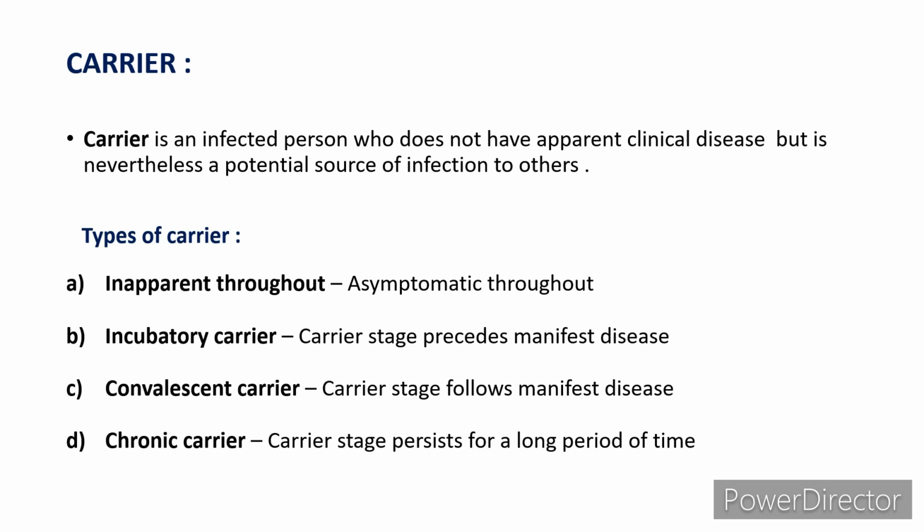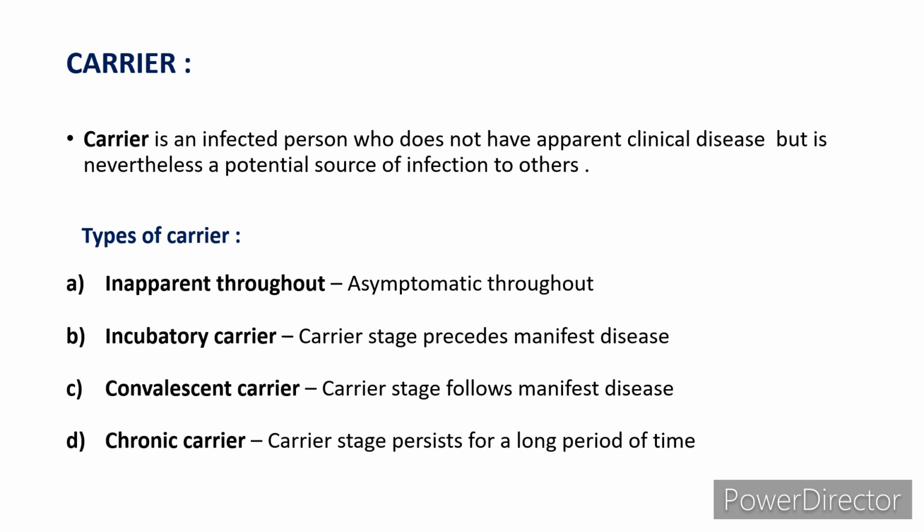So there are basically 4 types of carriers. One is inapparent throughout. That means, as the term itself says, inapparent: the infection does not manifest disease, so it's asymptomatic throughout. And coming to the second type, the incubatory carrier. The carrier stage precedes manifest disease. Before the disease manifests, we see this stage, so we call it an incubatory carrier.